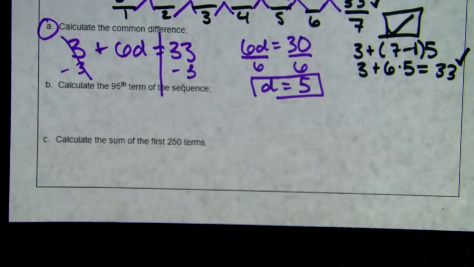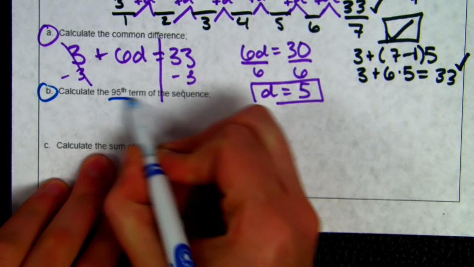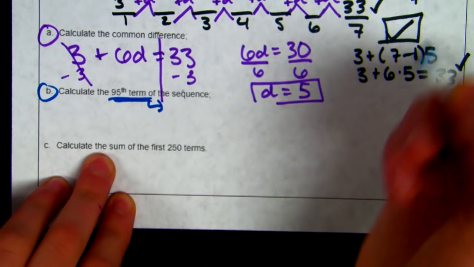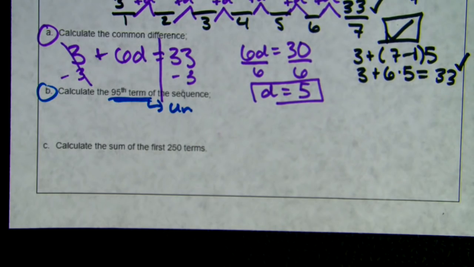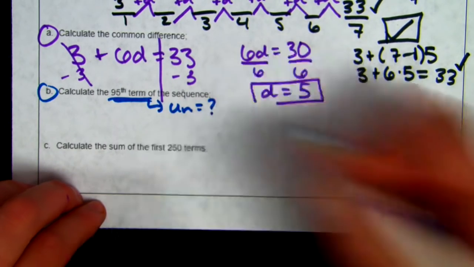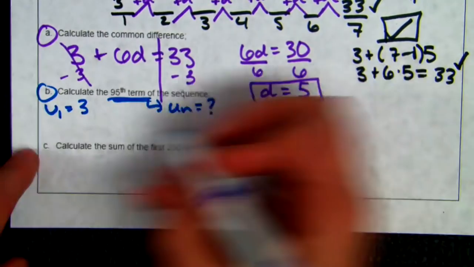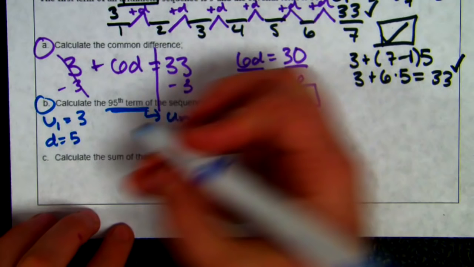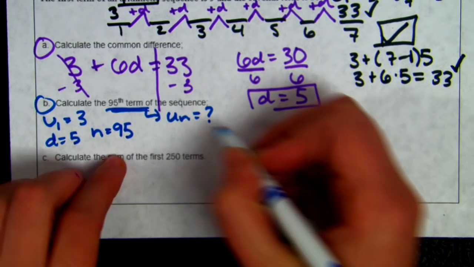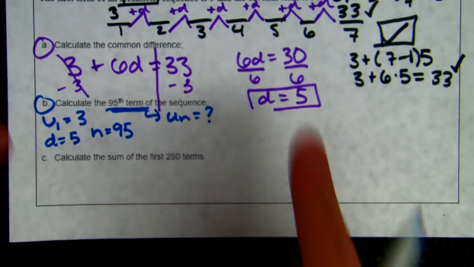So moving on to part B, we have calculate the 95th term of the sequence. So if I'm looking for the 95th term, I know that I'm going to use the formula with Un because this is a term that I am looking for. So Un is what I do not know. My first term is 3 because they told me that up here. My common difference is 5 because that's what I calculated right here. And n equals 95 because it told me right here that I'm looking for the 95th term. So I have all of my elements here.